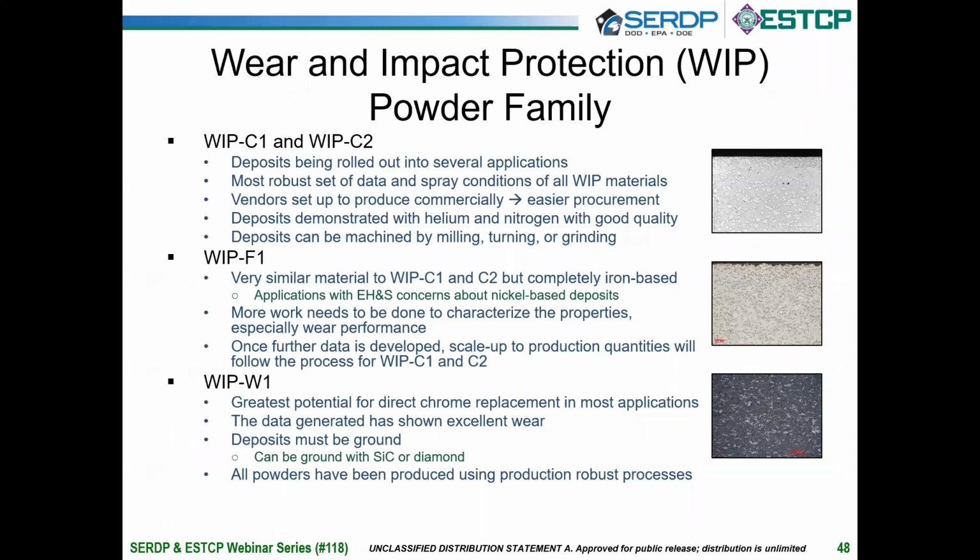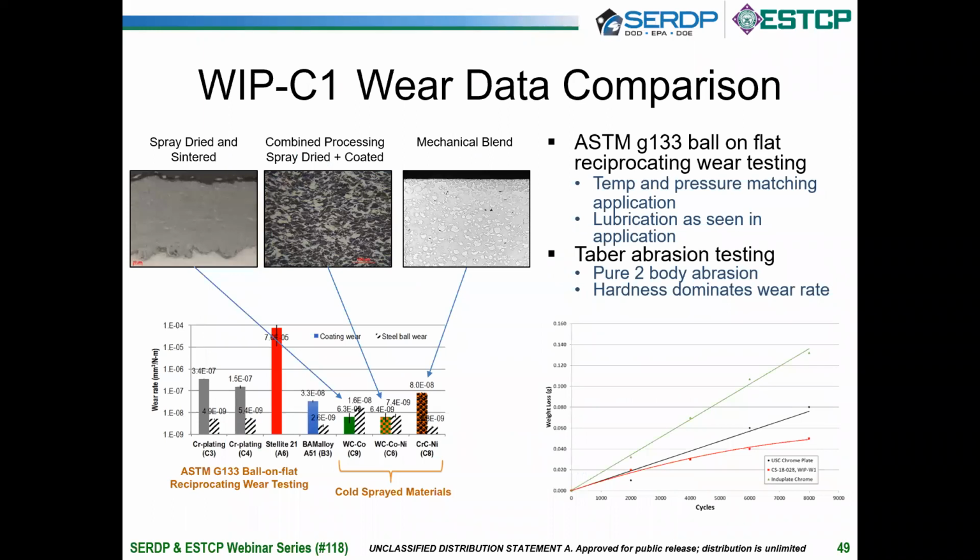So now let's talk about specific materials for nickel and chrome replacement. This is our ESTCP program and our SERDP program prior to that, where we developed materials specific to elimination of chrome and nickel. These are some of the materials that we developed. They include nitrogen and helium sprayed materials, where performance of these materials relative to chrome is very good.